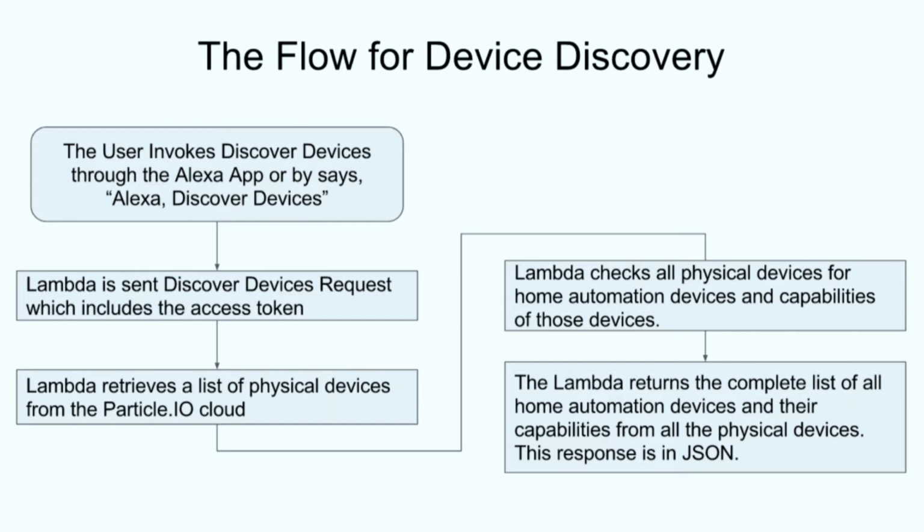The Lambda retrieves, in this instance, a list of all physical devices from the Particle IO cloud. The Lambda then checks all the physical devices to see which home automation devices are on them, because my implementation allows me to implement multiple Alexa home automation devices on one chip.